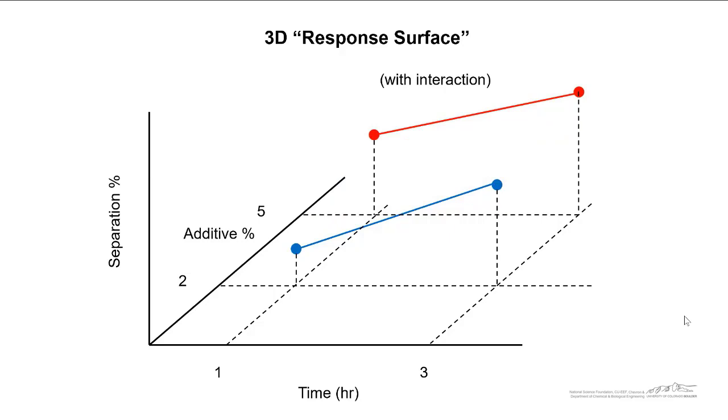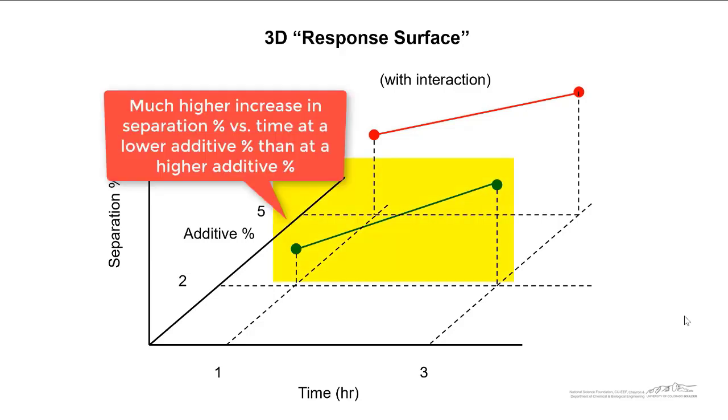Now, if we look at the case with interaction, which is what we have in our example, the red line back here is not as steep as the blue line. In fact, the red line in our example, as I showed earlier, is almost flat. This means we have interaction. The increase in percent separation at a lower additive versus time is much more dramatic than the percent separation increase at a higher percent additive.